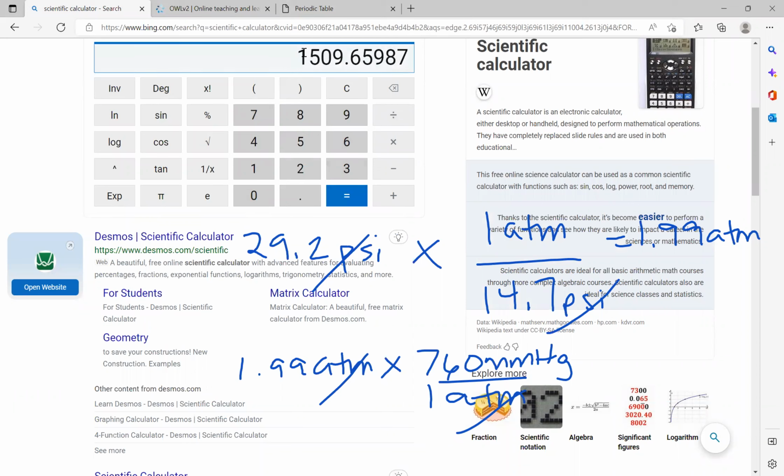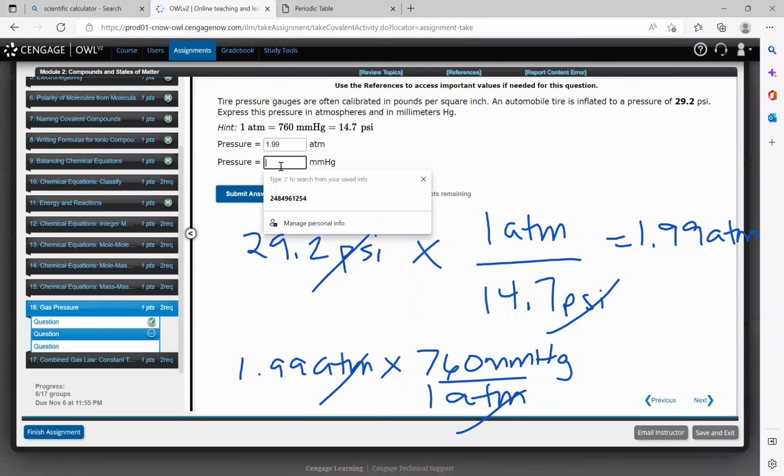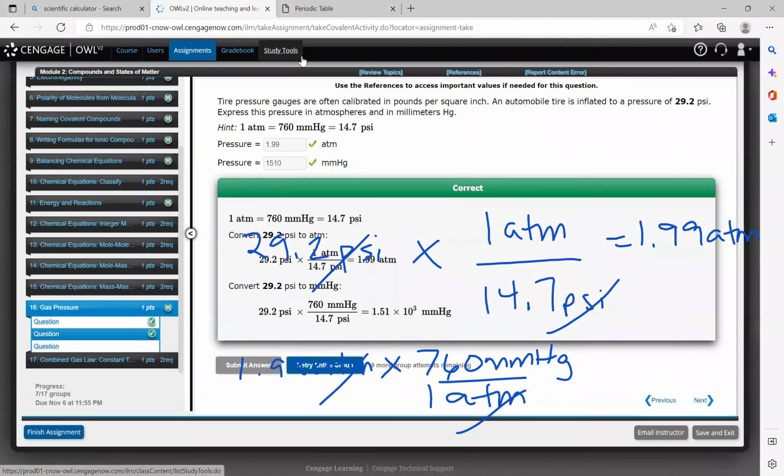All right, we're going to get 1509.6. And again, we want to take this to 3 significant figures. So we're actually going to count this as 1510. That way we have 3 significant figures, but we've also done our rounding appropriately. Submit our answer, and we're good to go.